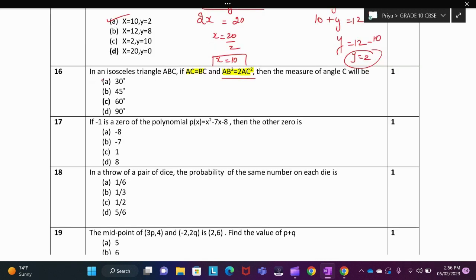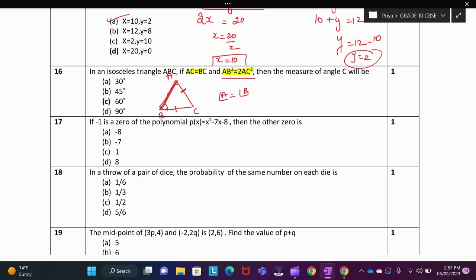In question number 16, they have given an isosceles triangle ABC. So I'm drawing a triangle A, B, and C. In an isosceles triangle, if two sides are equal, the base angles are equal. So I know angle A is supposed to be equal to angle B, isn't it? Now they have given another relation. AB square is equal to 2C square.